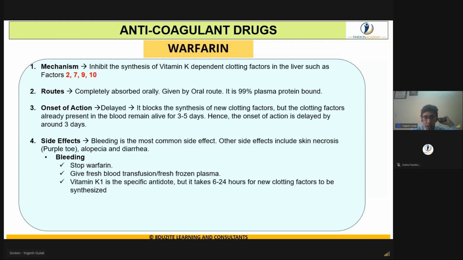Then vitamin K1 is the specific antidote. So this is common, warfarin was inhibiting vitamin K, and so if you give vitamin K, it becomes an antidote.